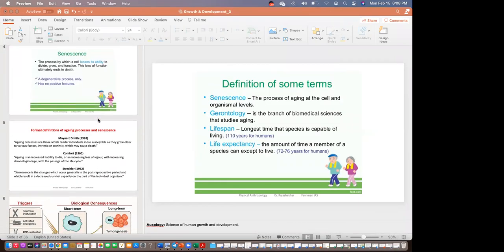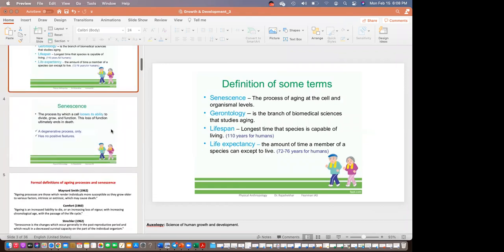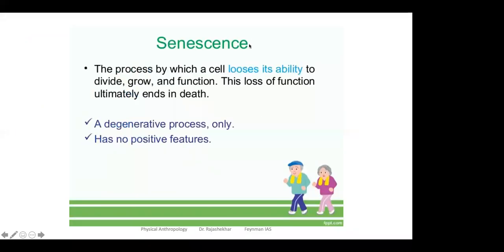So let's see the formal definition of these terms. I think we already looked into this slide once. Senescence refers to what? Because sometimes if you are asked to write about senescence and aging, you should be able to write some information on it. So I'm going to give definitions for both senescence and aging.